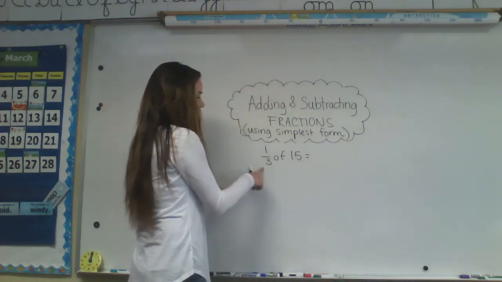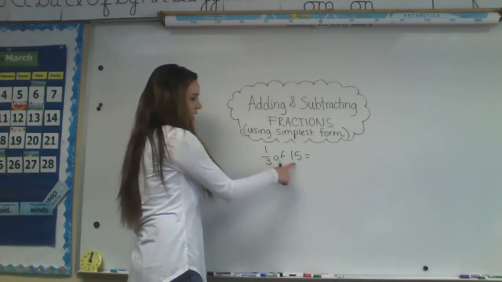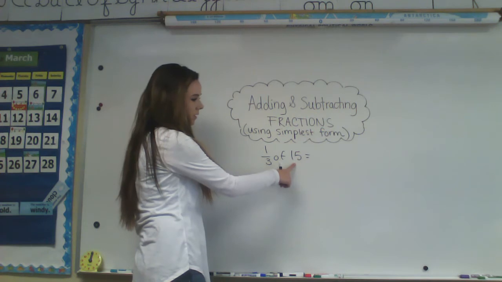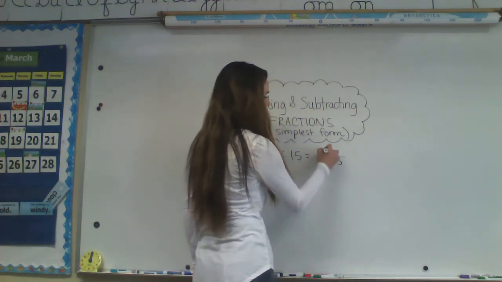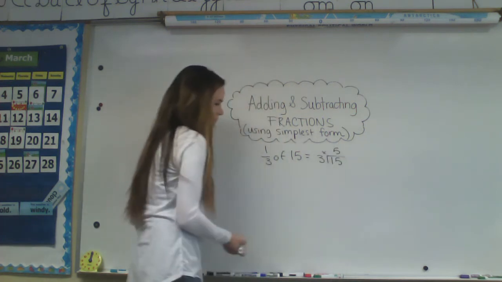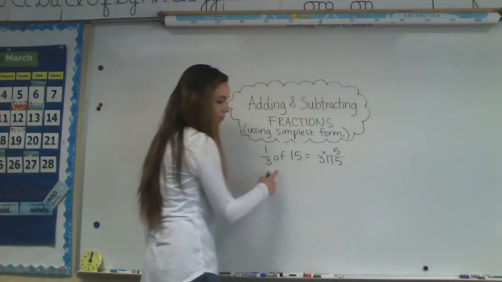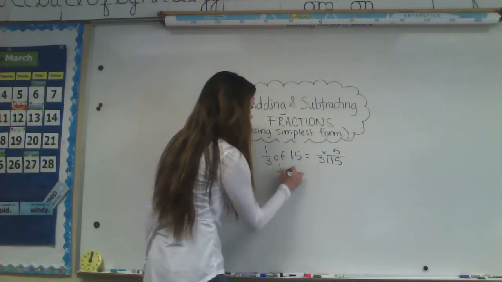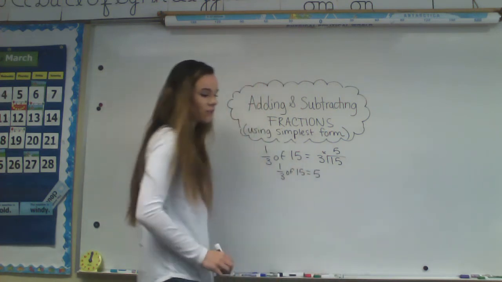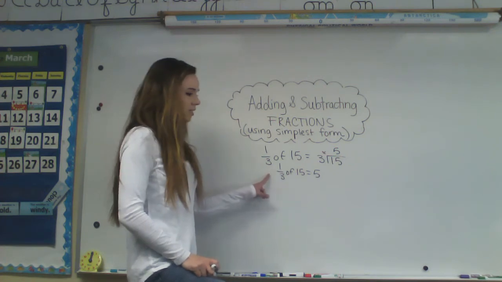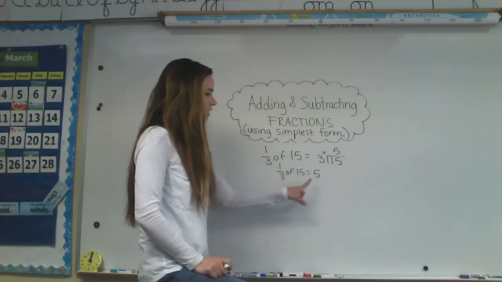1/3 of 15, the way that we find 1/3 of 15 is by taking our denominator and dividing it into the total number that we're dealing with. So we're going to divide 3 into 15. 3 times 5 is 15. So 1/3 of the 15 cats is going to equal 5. Look at your row of cats. There are 5 cats in each row. So you see that it's divided into 3 rows. So now you know 1/3 of 15 is 5.